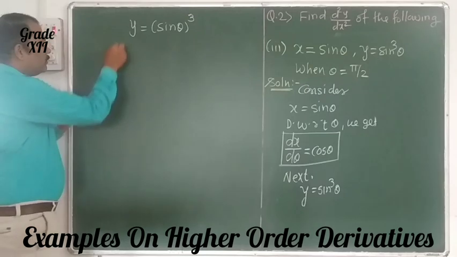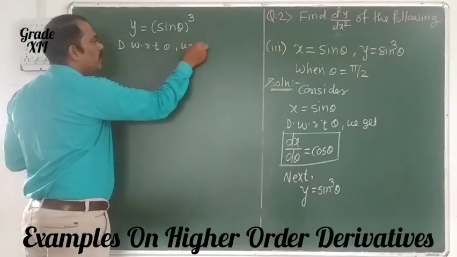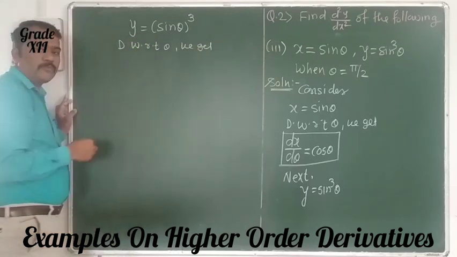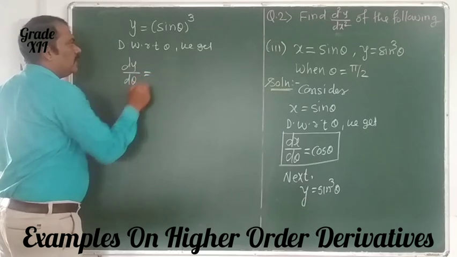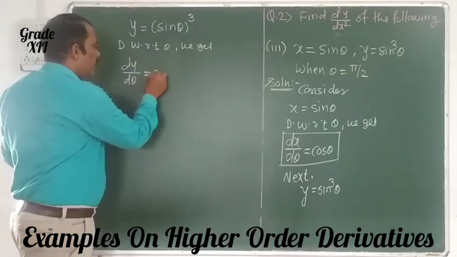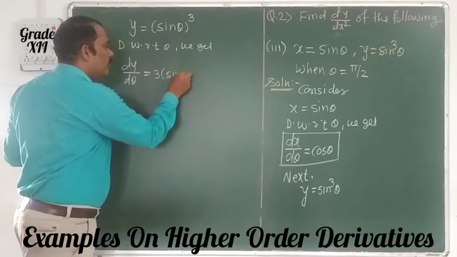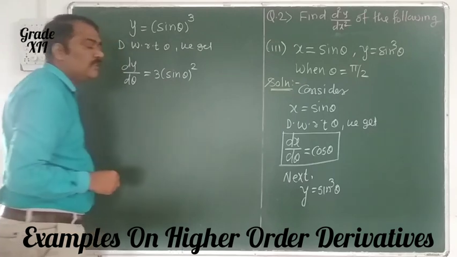Now we have to differentiate with respect to theta. dy by d theta: first we have to keep the finger on the power. Take this power as it is. From that power we have to minus 1, so 3 minus 1 is nothing but 2.